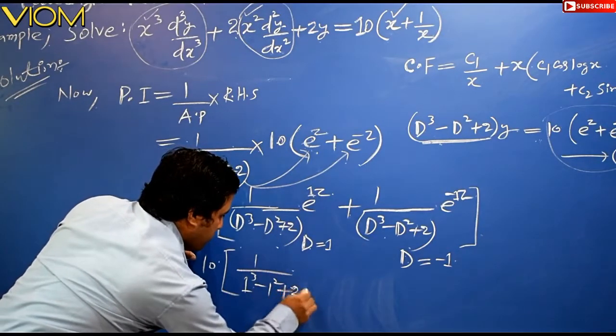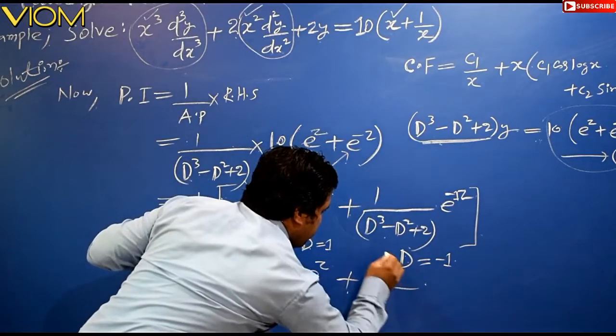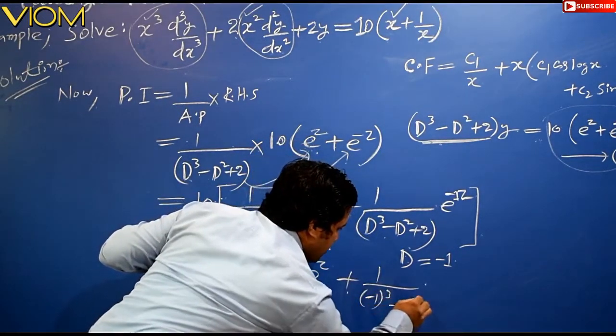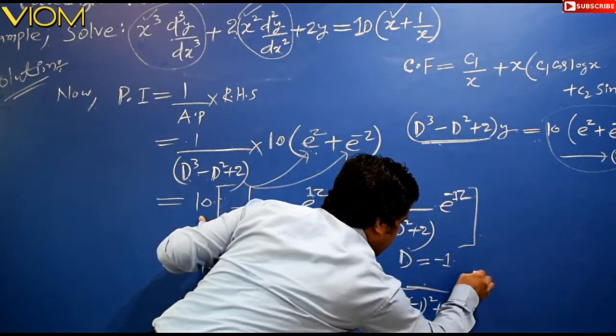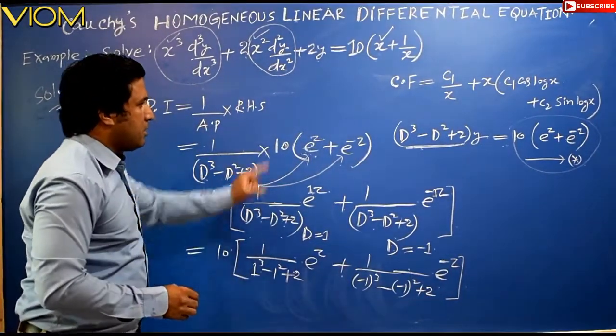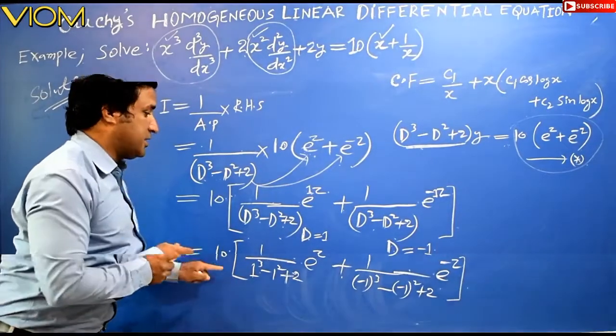plus 2. This is e raised to the power z as it is, plus the second term, 1 divided by, we can insert minus 1 here, minus 1 cube minus minus 1 square plus 2, e raised to the power minus z as it is. I will rub this up and continue.